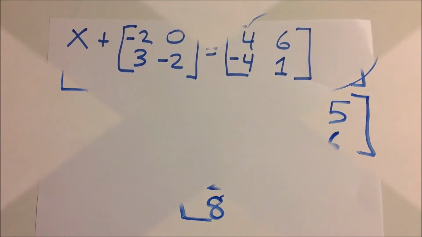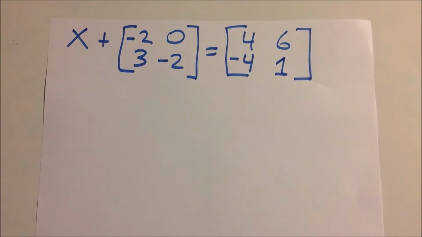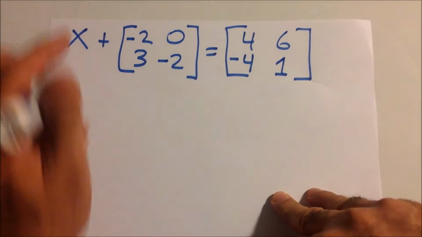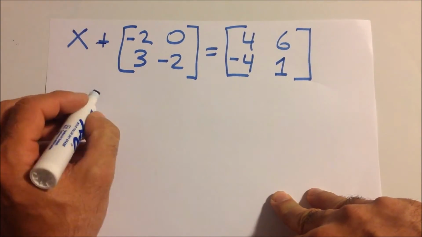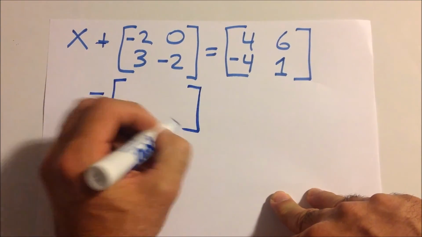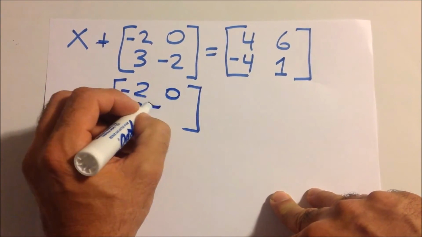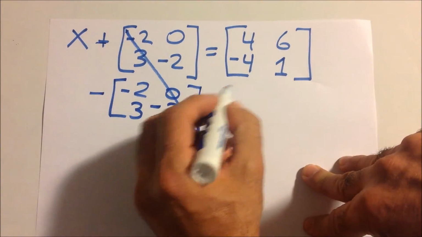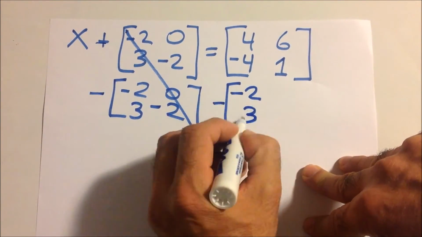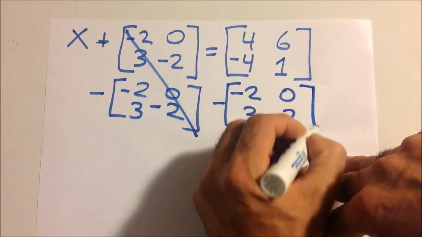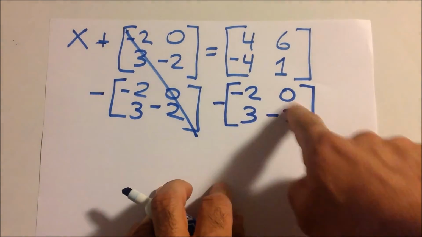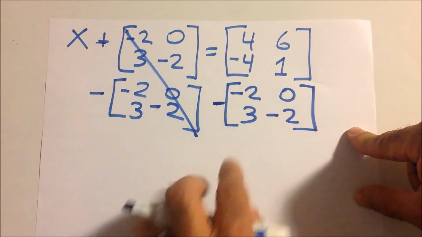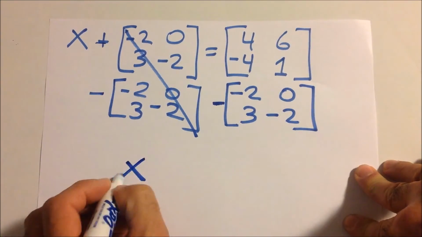Let's do one with subtraction. Okay, here's an example with subtraction. So again, we want to get the x by itself. And we have a plus, so we want to do the opposite operation. So we're going to minus this matrix. Just like in linear equations, whatever we do to one side, we're going to do to the other. So we'll minus it on this side. And you can change this whole thing here. You can distribute the minus and change all the signs. Or you just simply subtract them.